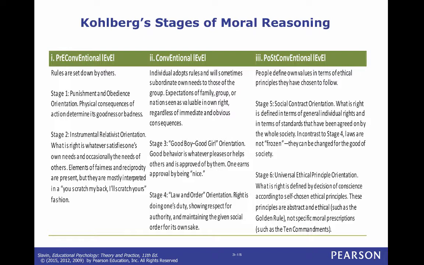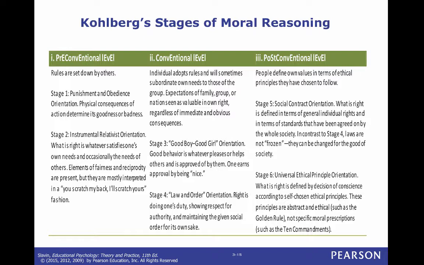is where people define their own values in terms of ethical principles that they choose to follow. So it's not something that's dictated by society. It may not be dictated by your religious beliefs or your church. It's kind of like you develop your own moral compass. So stage 5 is the social contract orientation. What is right is defined in terms of general individual rights and in terms of standards that have been agreed upon by the whole society. So it's kind of like looking at society, and you're saying, what is right for society?